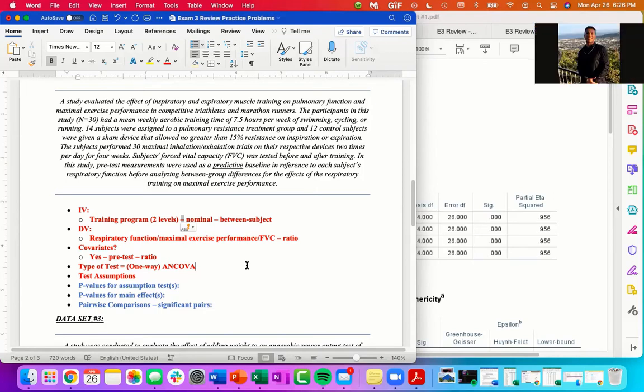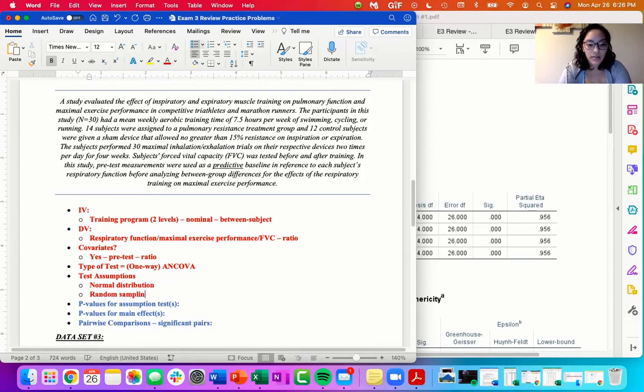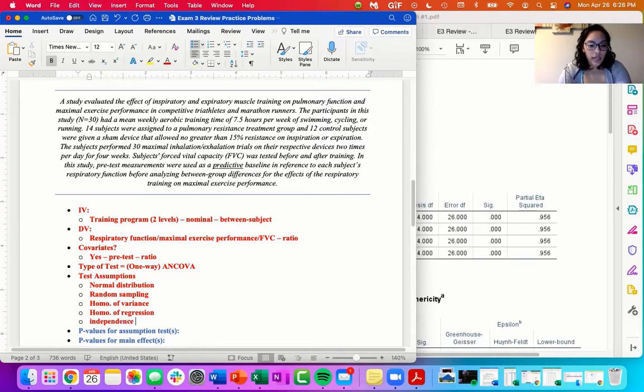What are the assumptions for this test? I will start us off. Normal distribution and random sampling. What else? Homogeneity of variance and homogeneity of regression. And then independence between covariate and between. Independence. These are the ones that I would want you to include.